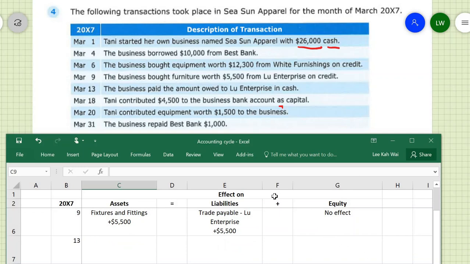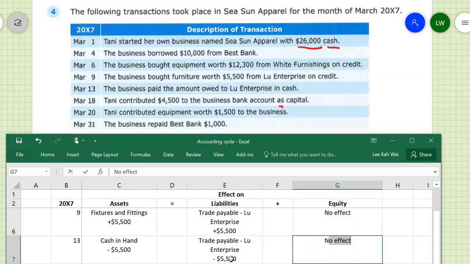Let's move on to the 13th. On the 13th, the business paid the amount owed to Blue Enterprise in cash. So your cash in hand account registered a reduction. The reduction, since you owed Blue Enterprise and paid by cash, is $5,500, so subtract $5,500 from your cash in hand account. Now, because what you owed Blue Enterprise is now paid, your trade payable amount owing to Blue Enterprise actually experienced a reduction. So instead of an increase, in this case there is a reduction, a minus of 5,500, because you have fully paid it. Again, the owner did not come into the transaction, therefore no effect on equity.